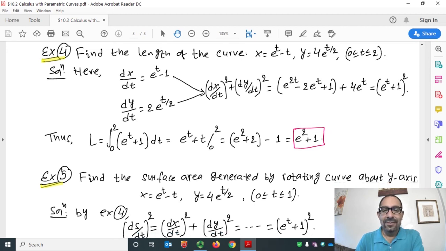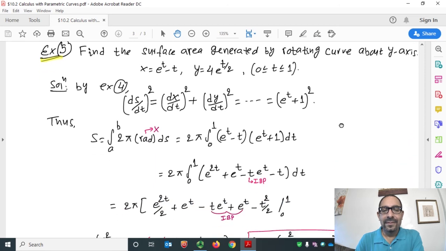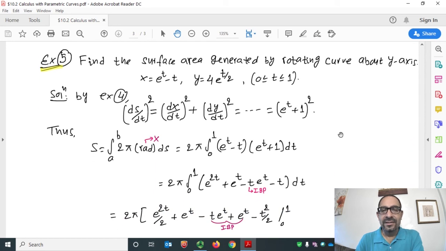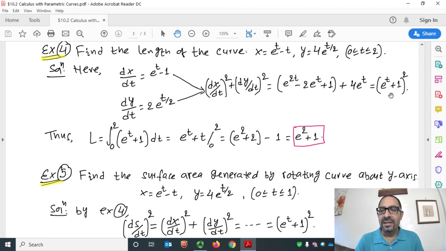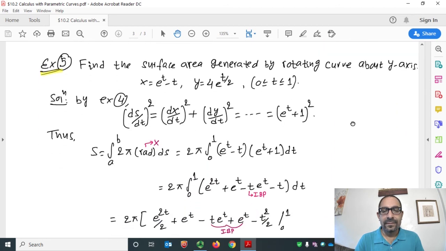Let's move on. Now, example 5. Let's compute the surface area generated by rotating the curve about the y-axis. The given curve is x equals e^t minus t, and y equals 4 times e to the power t/2, t between 0 and 1. Solutions. So by example 4, the question is the same as in example 4. So we have ds over dt, this expression, we have e^t plus 1.